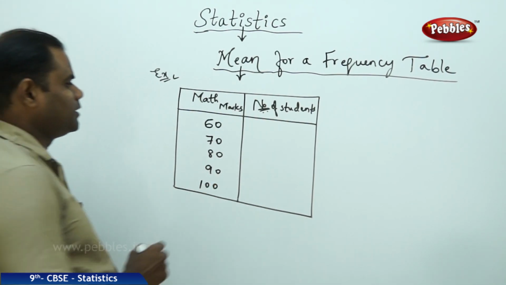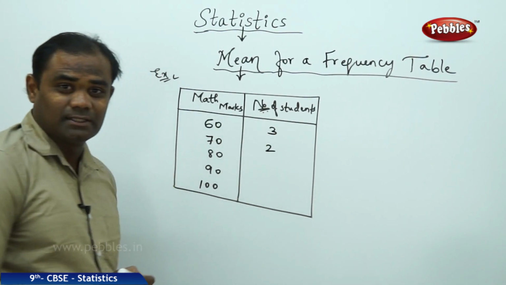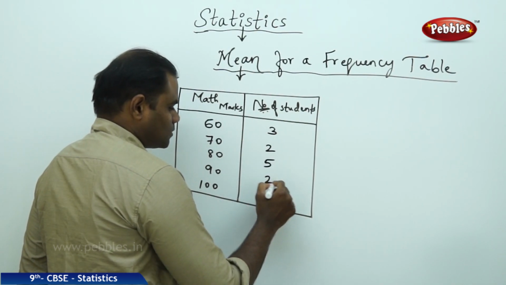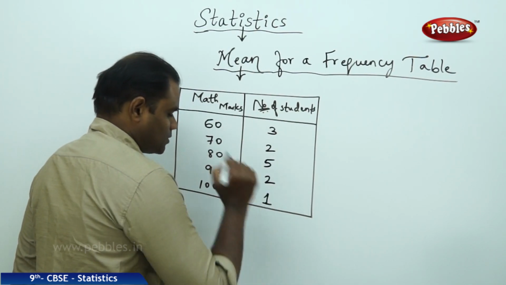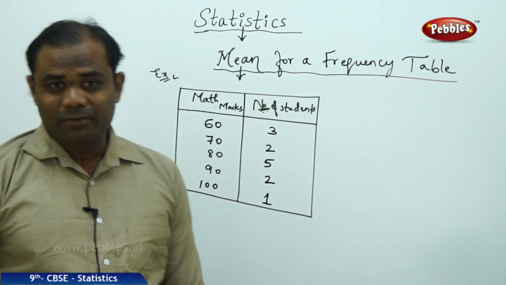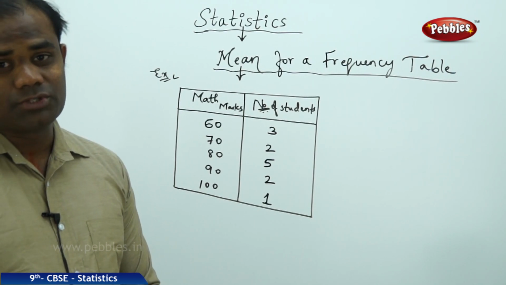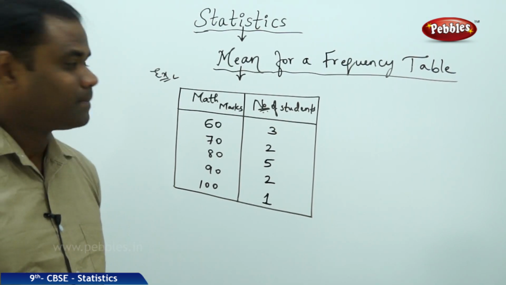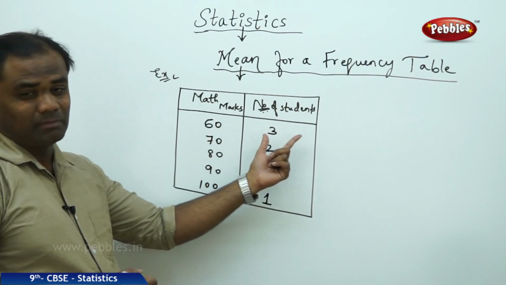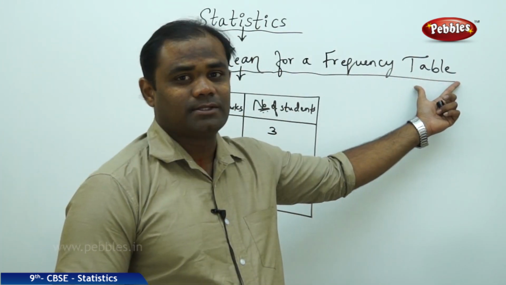Say there were 3 students who got 60 marks, 2 students who got 70, 5 students who got 80, 2 students who got 90, and only 1 student who got 100. So in case of this kind of frequency table, how do we calculate mean is the biggest question in this session. So for the math marks and the number of students who got those fixed math marks, let's see how we can find the mean for a frequency table.